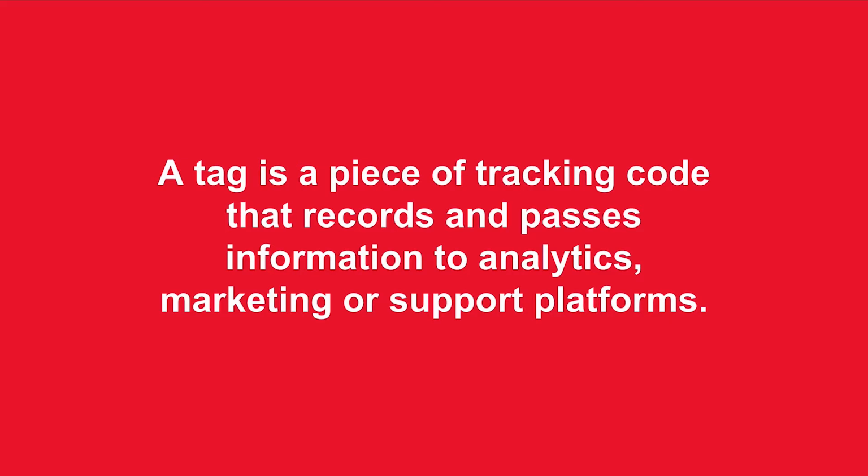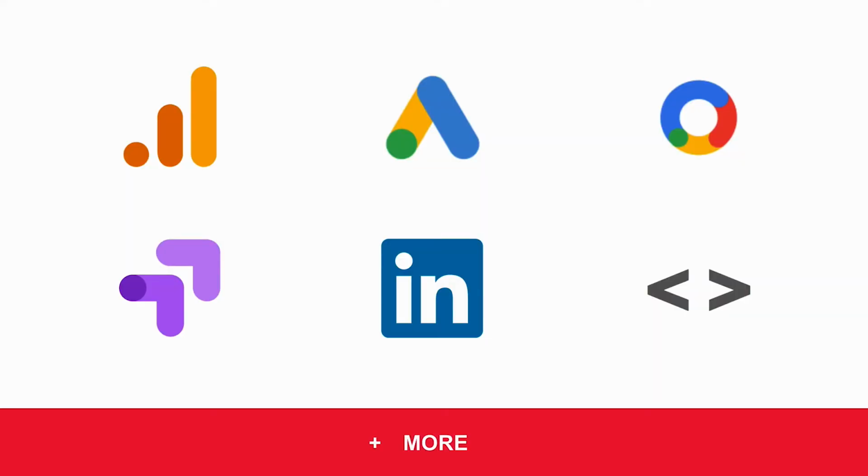The next component is a tag, and as I mentioned, a tag is a piece of code that records information, and then it passes that information back from your site into analytics or another platform. So today we're focusing mostly on Google Analytics, but there are a lot of different types of tags you can set up through Tag Manager.